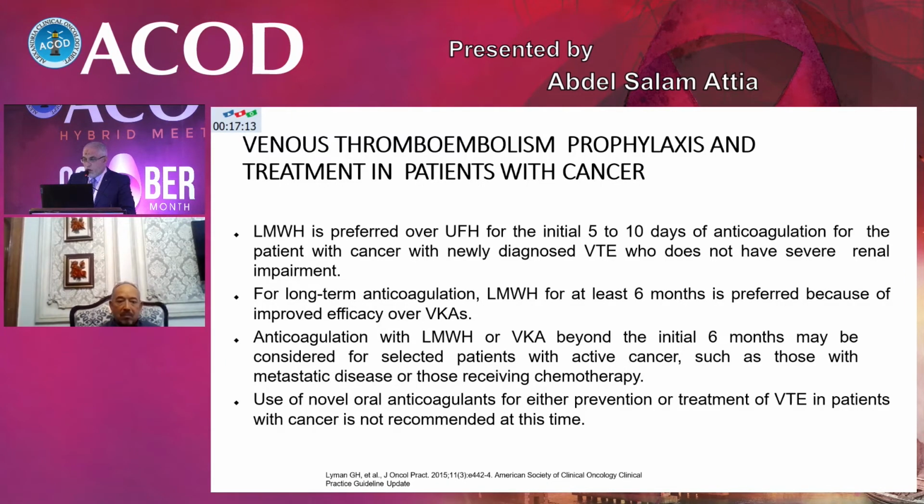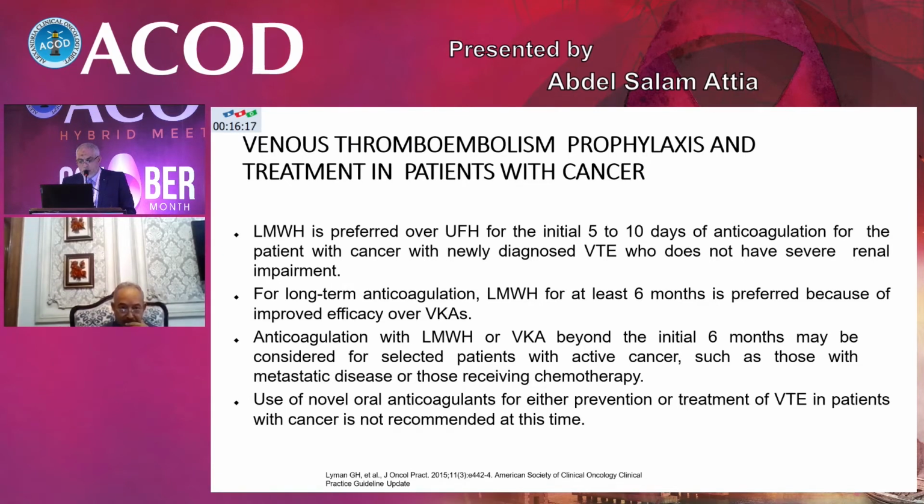So, venous thromboembolism prophylaxis and treatment in patients with cancer. Low molecular weight heparin is preferred over unfractionated heparin for the initial 5 to 10 days of anticoagulation for patients with cancer newly diagnosed with venous thromboembolism who don't have severe renal impairment. And this is the major issue in patients receiving fondaparinux, because fondaparinux depends to a great extent on renal clearance. For long-term anticoagulation, low molecular weight heparin for at least 6 months is preferred because of the improved efficacy over vitamin K antagonist. Anticoagulation with low molecular weight heparin or vitamin K antagonist beyond the initial 6 months may be considered for selected patients with active cancer, such as those with metastatic disease and or those receiving chemotherapy.